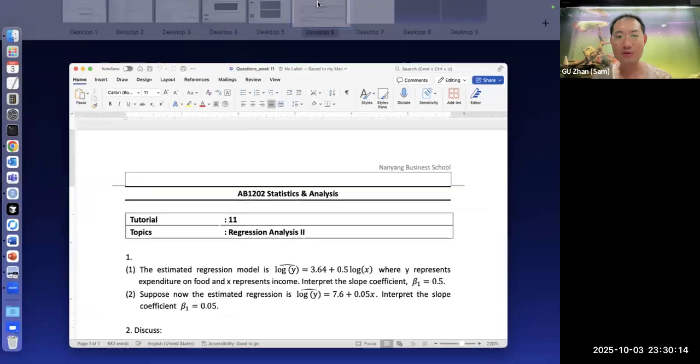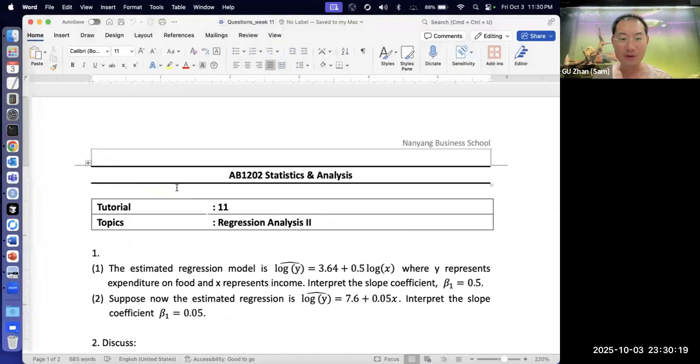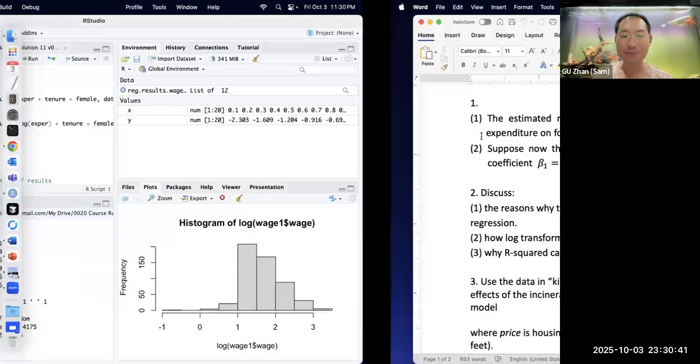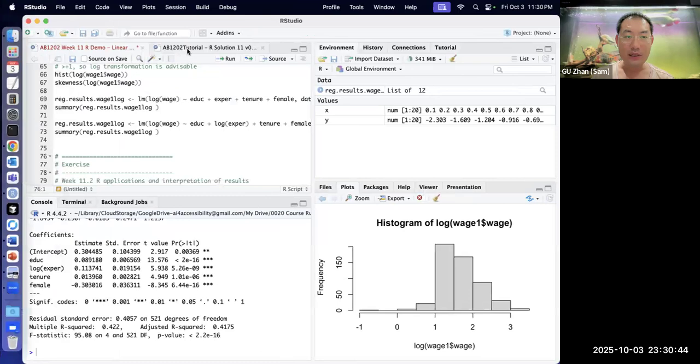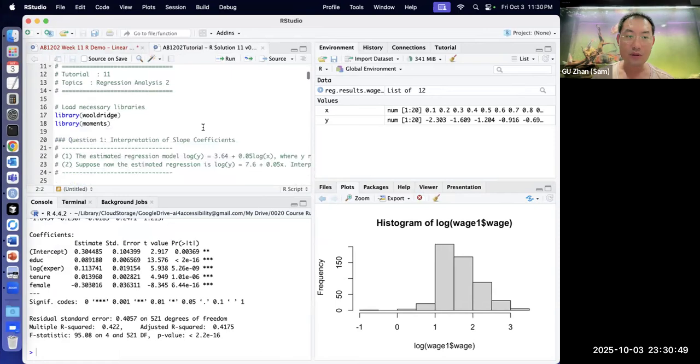And next, we move on to look at the tutorial question. Okay, let's look at the tutorial question. The first one: the estimated regression model is log y equals 3.64 plus 0.5 log x, where y represents the expenditure on food and x represents the income. Then you want to interpret the slope coefficient beta 1 of 0.5. So what I will do is move on to the R tutorial solution.